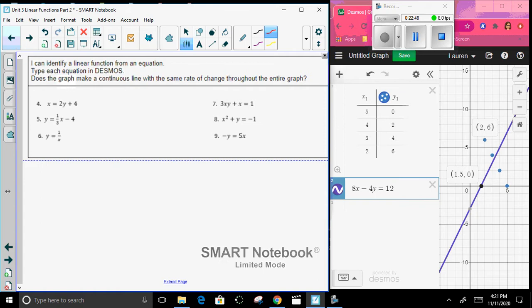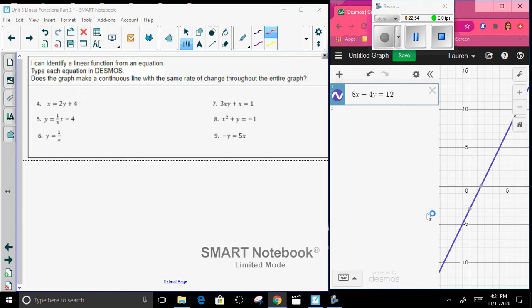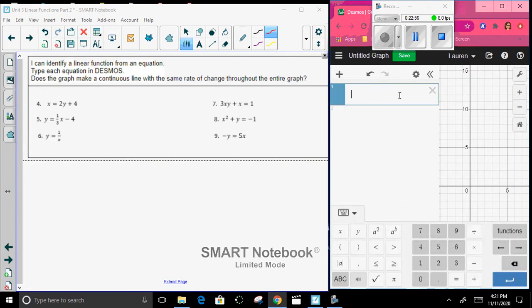I'm literally going to put every one of these into my calculator and see if it makes a line. So let's clear what I have here. So x equals 2y plus 4. Does that make a line? It does. So I know this one. Next one, y equals 1 divided by 3, x, whoops, oops. Remember, I got to go over to get the x on the end, minus 4, not minus 1, minus 4, and that makes a line as well.